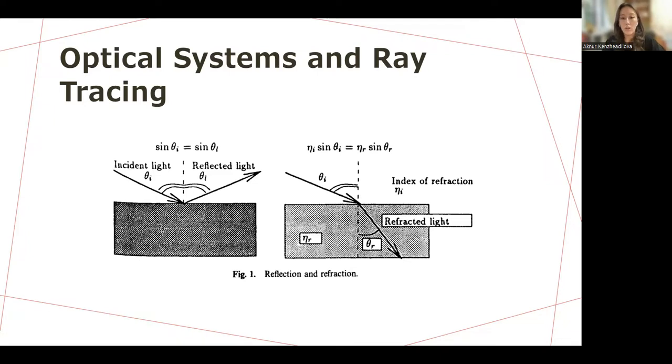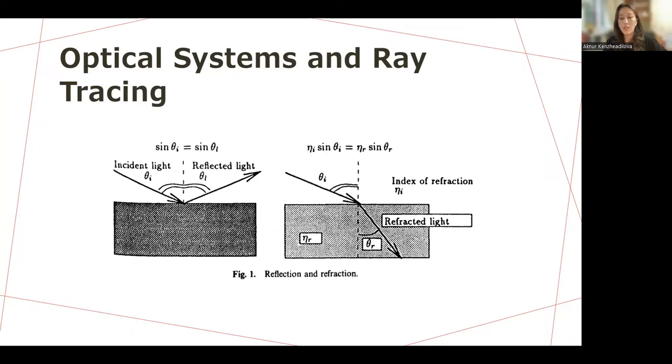The law of reflection states that the incident angle and the reflected angle are equal, as you can see here. And the law of refraction states that the angle of refraction depends on the incident angle and the indices of refraction of the materials, as shown here.